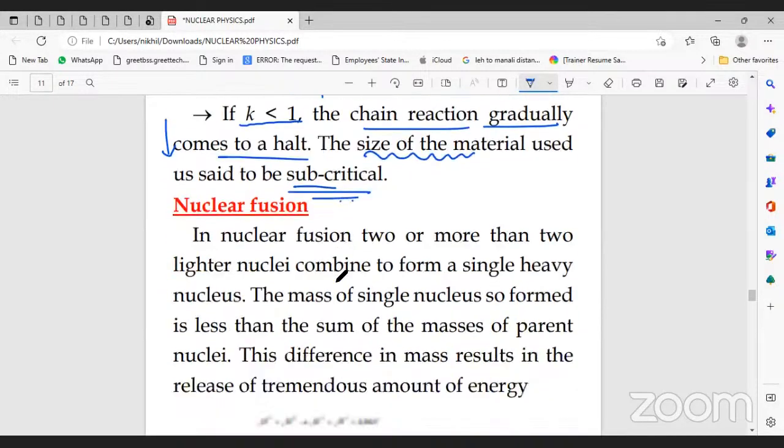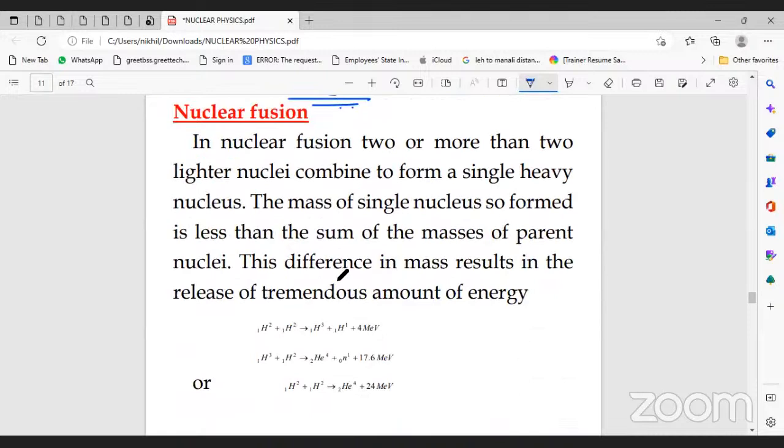Coming to nuclear fusion. In the case of nuclear fusion, we consider light nuclei. We consider two or more light nuclei, which combine to form a heavy nucleus, a single nucleus. That is what we call nuclear fusion. For example, take deuterium, 1H2. Two deuterium nuclei combine to form a helium nucleus, 2He4.